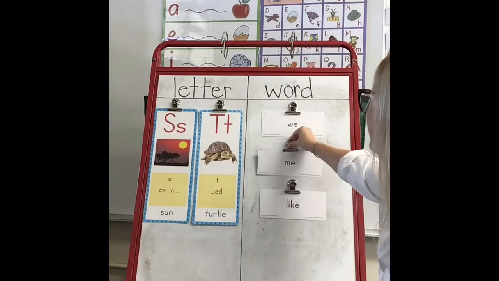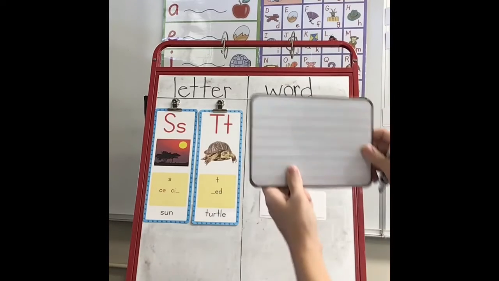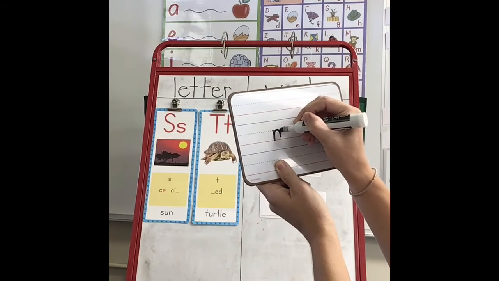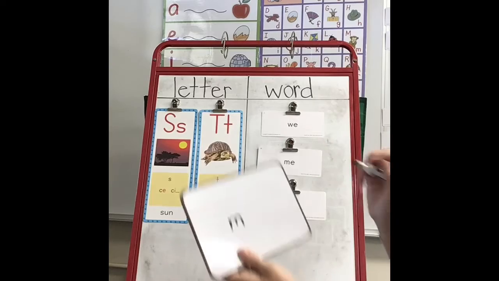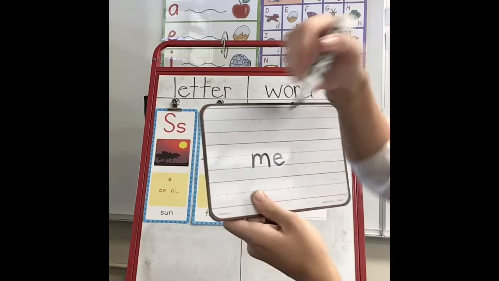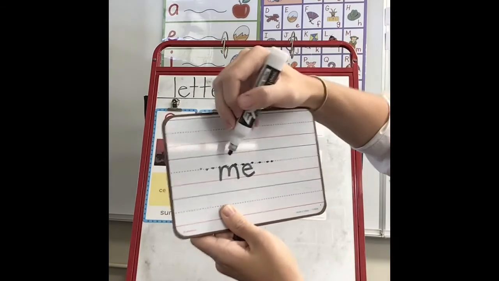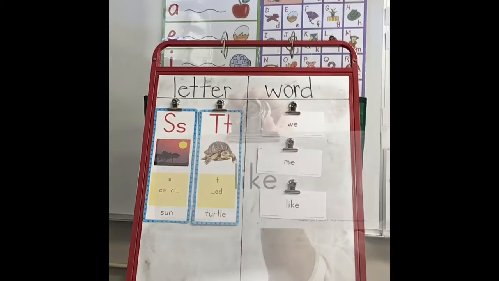Now we get to write the word me, starting with that lowercase m. Lowercase m is small. So we start in the middle. We go down, little bump, little bump. Now our lowercase e, it's also small. We go across and around. All of these letters are small, so they stay under the dotted line. Tall letters go all the way to the top. Me.